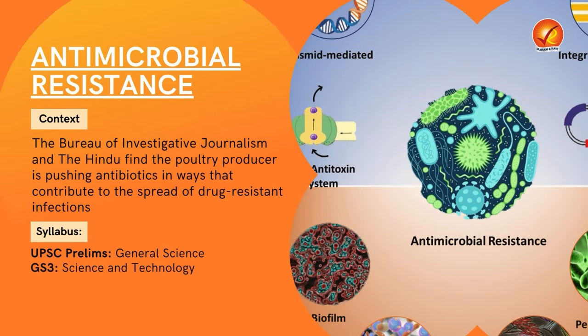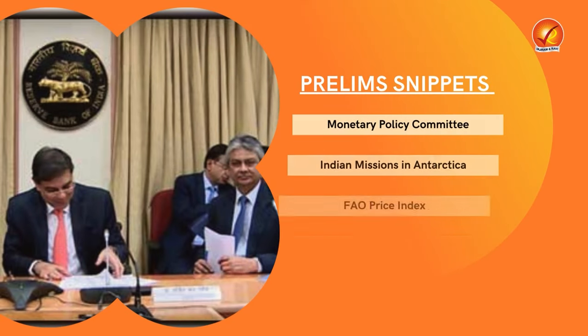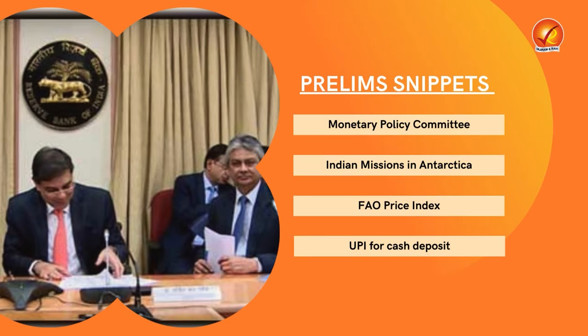In the fourth article, we'll be looking at a very serious issue which is known as antimicrobial resistance and the various initiatives that the government of India has also taken in the same. And in the final and the fifth article, we'll be looking into an important term which is known as a qualified institutional placement, and this is a very important term in India's financial sector. And finally, we will be wrapping up the discussion with Prelims Snippet, which will be aiding your quick revision for the prelims, and this will be news in shorts.